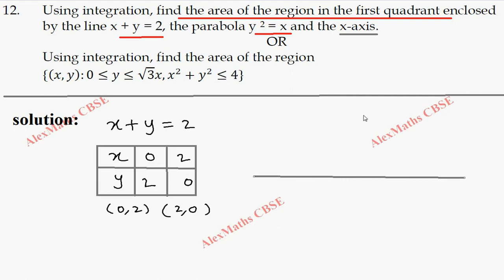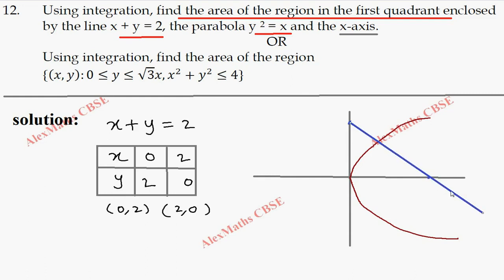We take the x axis and y axis, and this parabola opens to the right side, something like this. It is symmetrical about the x axis. And this line is 0 comma 2. 0 comma 2 will be somewhere here and 2 comma 0 will be somewhere here. So when we join this, we get a line like this. And even this line can be extended. But as per the question, they are asking for the area of the region in the first quadrant only.